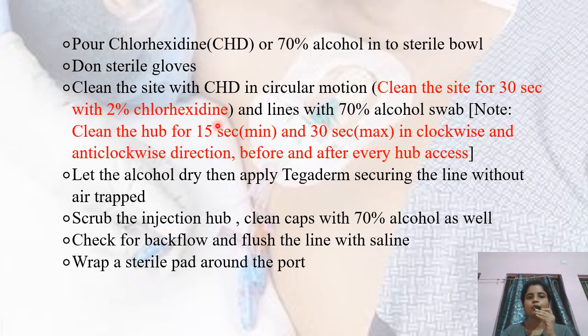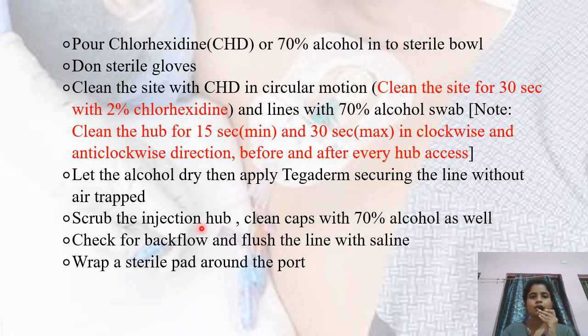The hub is the part where most of the medications, blood, TPN and everything is given, so that part should be cleaned properly as well. Clean the hub for a minimum of 15 seconds or 30 seconds maximum, in both clockwise and anti-clockwise direction, before and after central line care, and also while giving medications through those hubs you have to clean the hub properly. After that, let the alcohol dry and then apply Tegaderm, securing the line without any air trap. We don't want any air to be trapped in the dressing because it can enter into the central line and cause air embolism.